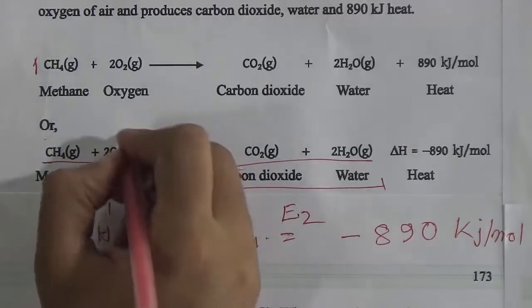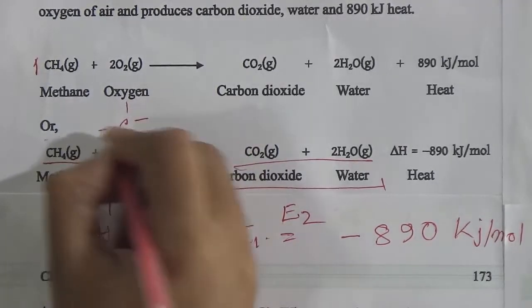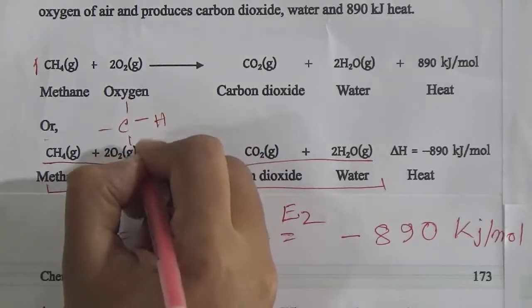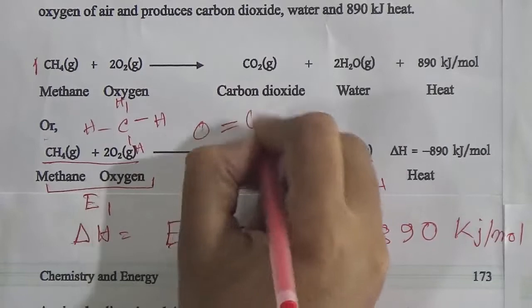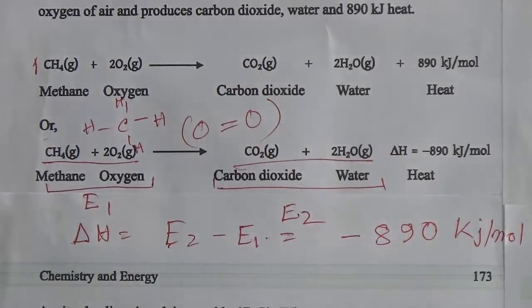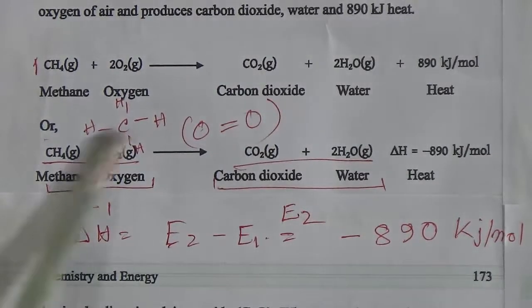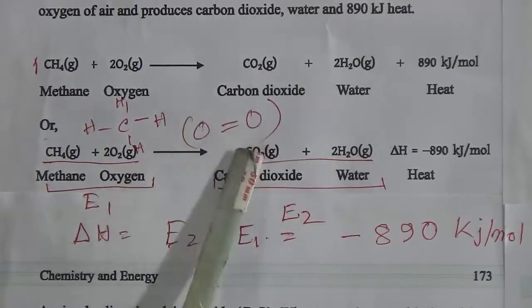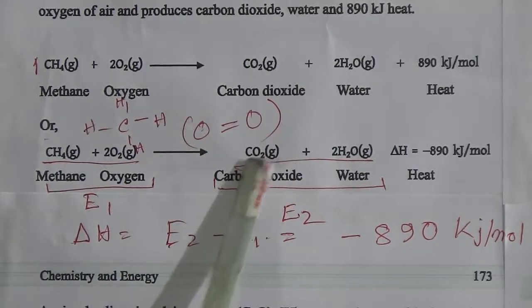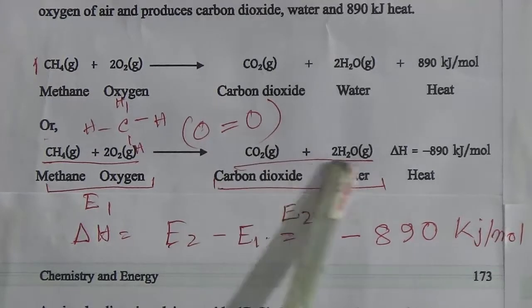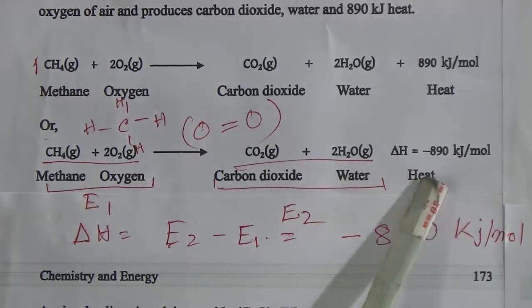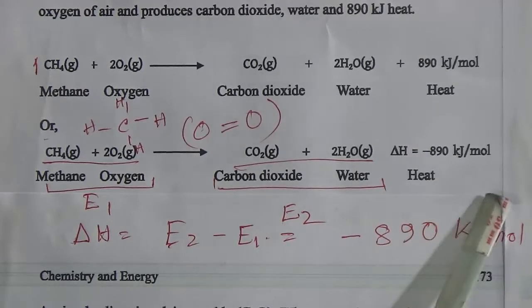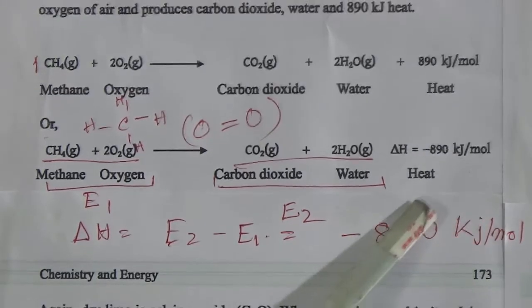If you think of methane, it has 4 bonds with hydrogen, and oxygen has this type of bond, an oxygen double bond. When we break the bonds, at that time we get the energy to produce carbon-oxygen bonds and hydrogen-oxygen bonds. That's why there we get 890 kilojoules per mole of energy, or heat energy.